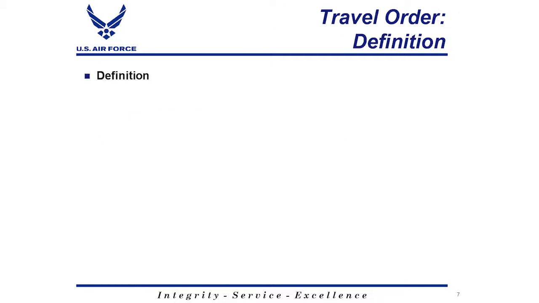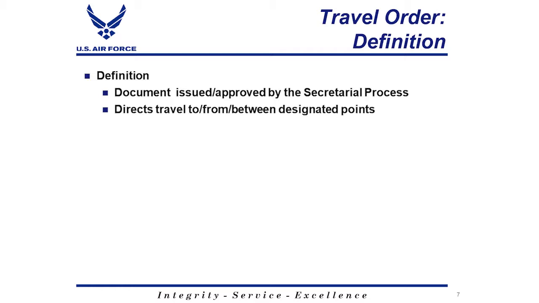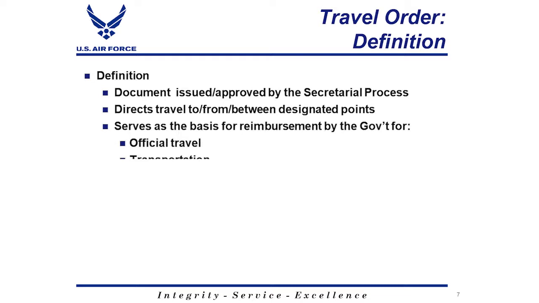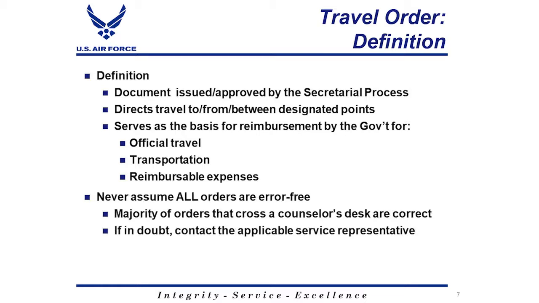Next, we have a definition of travel orders. A travel order is a document issued and approved by the secretarial process. It directs travel to, from, and between designated locations, and it serves as a basis for reimbursement by the government for official travel, transportation, and reimbursement expenses. Never assume orders are error-free. The majority of orders have the correct information. However, when in doubt, please contact the applicable service representative or orders issuing official when you identify errors.